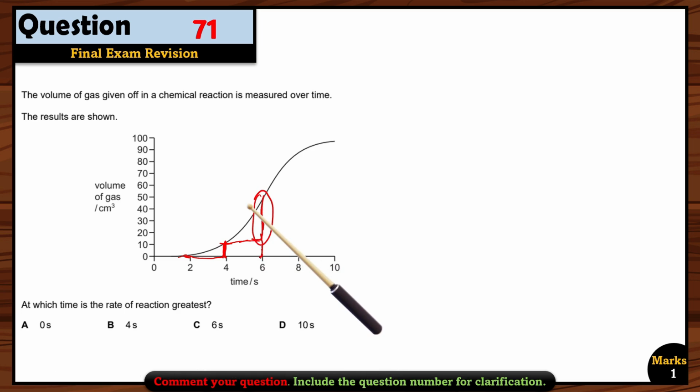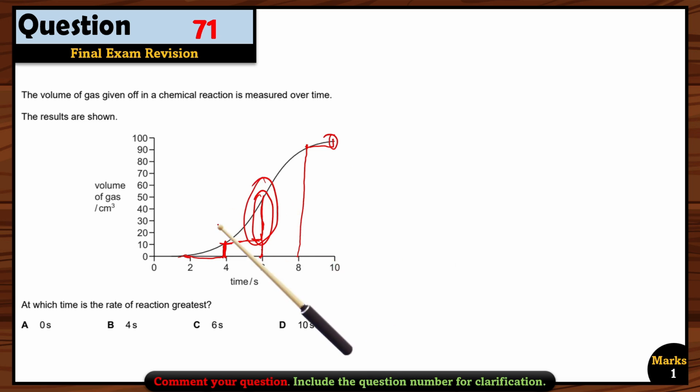But let's see for 10 seconds. If you see the 8 is here, from 8 to 10 it is just a very small line. The 90-degree side is very small. So it means the line for 6 seconds is the highest, or the greatest. So that's why option C is the right option. The rate of reaction at 6 seconds was the highest one.